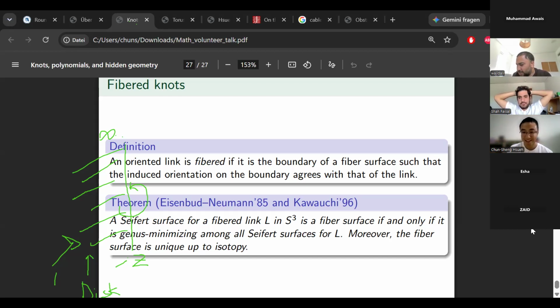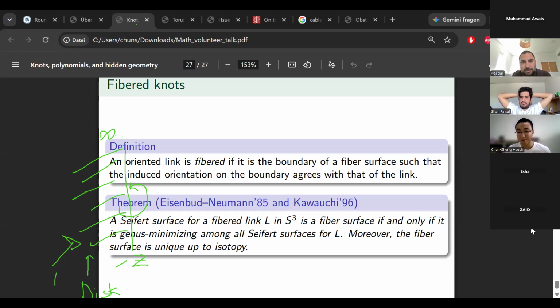Maybe I couldn't catch exactly what the link invariant was. Do you mean the linking number or a link invariant? Well, a link invariant is just an invariant of the link type. You give me a link, and then I associate to it some algebraic structure. It can be a group, an integer, or an exact sequence. That's what I mean by a link invariant.